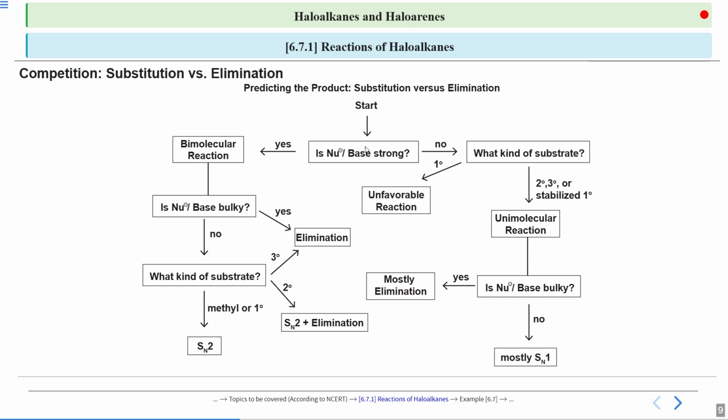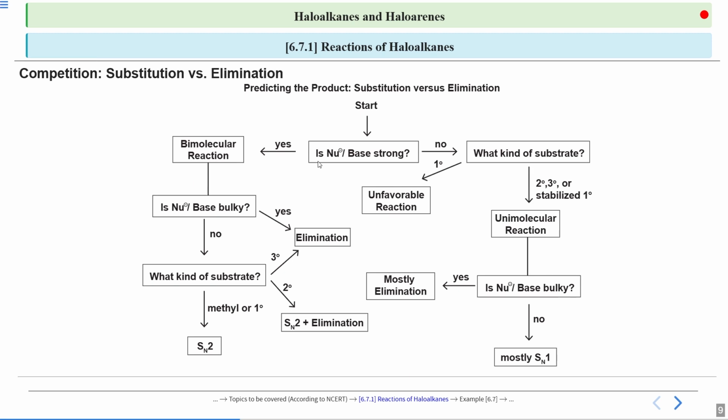If the nucleophile or the base is not strong, if you are going with the no, then we will look at what kind of substrate is present. The substrate means haloalkanes. If the substrate is primary, then we have two conditions. First of all, our base is not strong. Secondly, our substrate is also primary, that means it exists in a single chain. So we get an unfavorable reaction. That means no reaction will happen generally.